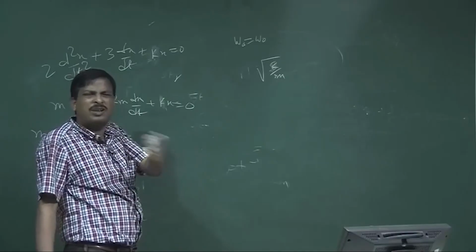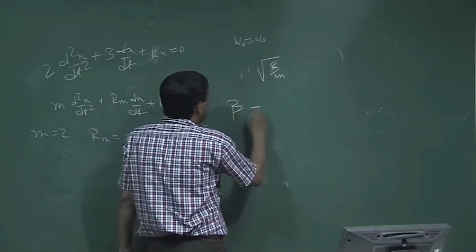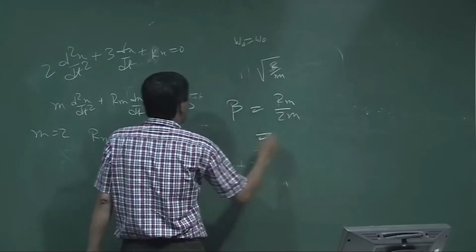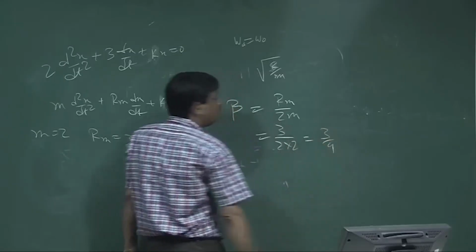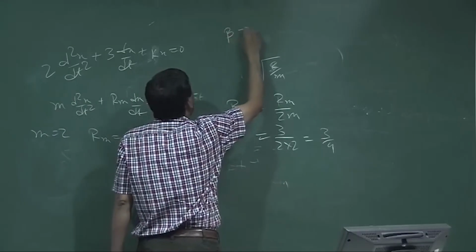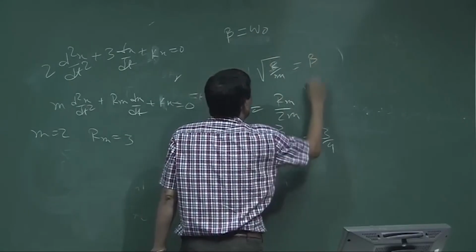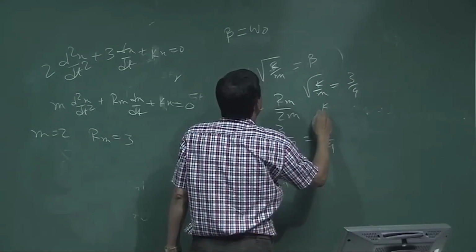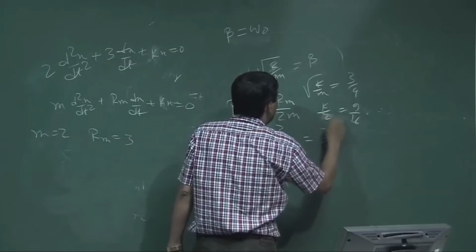Similarly, for underdamped and overdamped you can calculate, find out the beta value and then equate the beta value. So, what is the beta value? Beta value is nothing but Rm by 2m. Rm is 3, 2 into m is 2, so 3 by 4. The system will be critically damped if beta is equal to omega 0. So, root over of k by m is equal to 3 by 4, or k by m is equal to 9 by 16. So, m is 2, so I can find out the value of k.